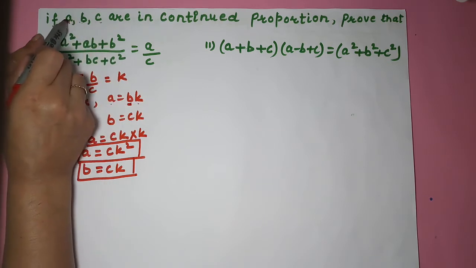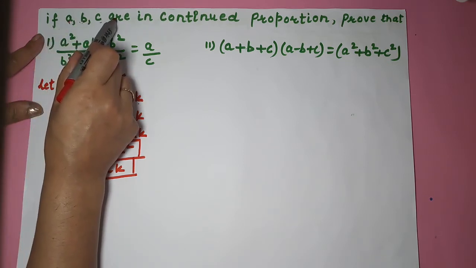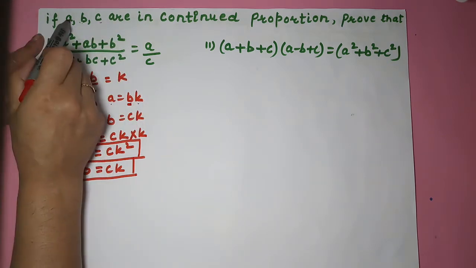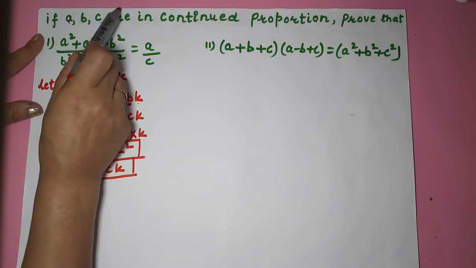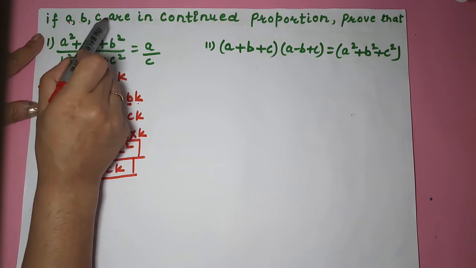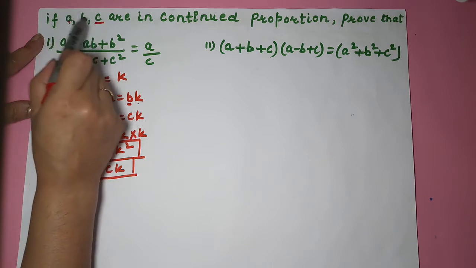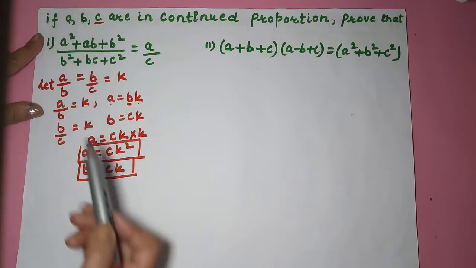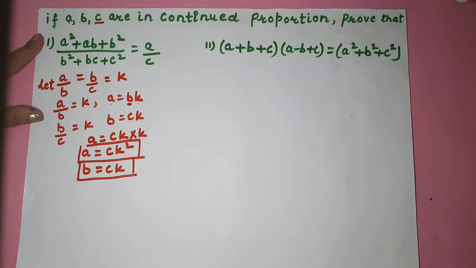Now suppose it was A, B, C and D are in continued proportion. So what will you do? You will get A in terms of D, B also in terms of D, C will be automatically in terms of D. So for the last proportion, you have to get everything in terms of the last term and then follow the same steps which we have been following till now, right?